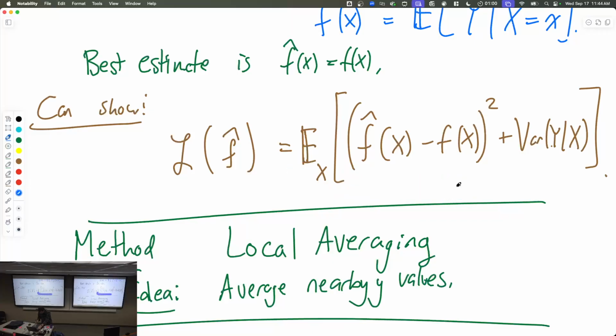Let me not use the giant marker. Let me use the merely large marker. We can split this up into two parts. And the two parts are called the bias and the variance. Of course, there already is a variance, so there are going to be two variances. There's the bias and the variance of the f hat, and then there's the irreducible error, the variance of the y's. So let's do that.